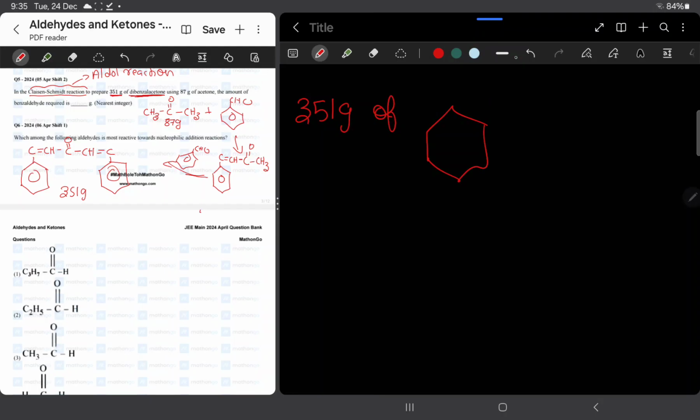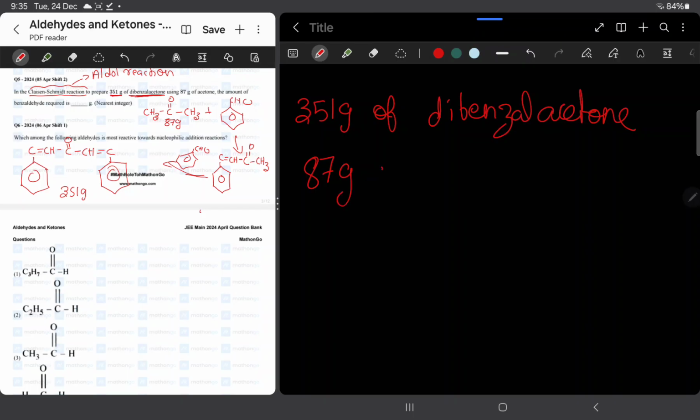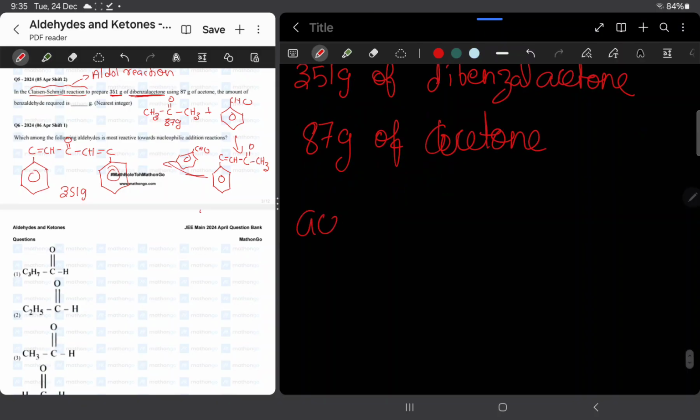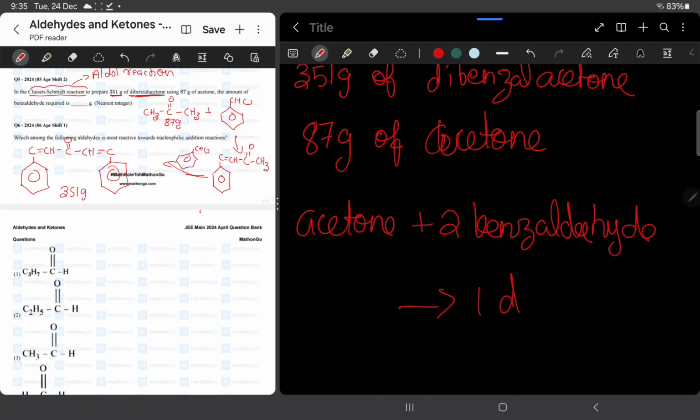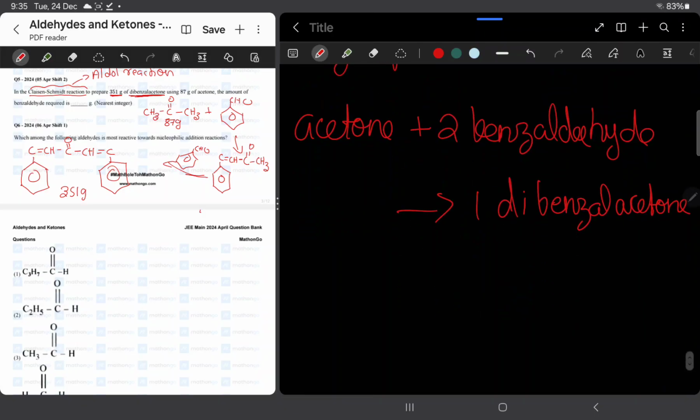this compound, I'll just write the name, since drawing the compound is very hectic. Dibenzyl acetone is formed using 87 gram of acetone. You know that the formula for the same is acetone plus 2 benzaldehyde gives one dibenzyl acetone.